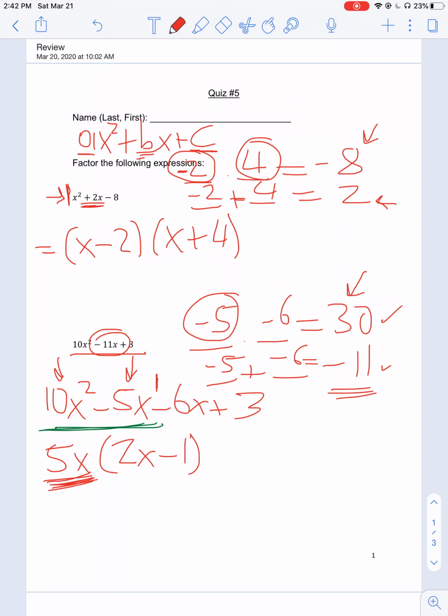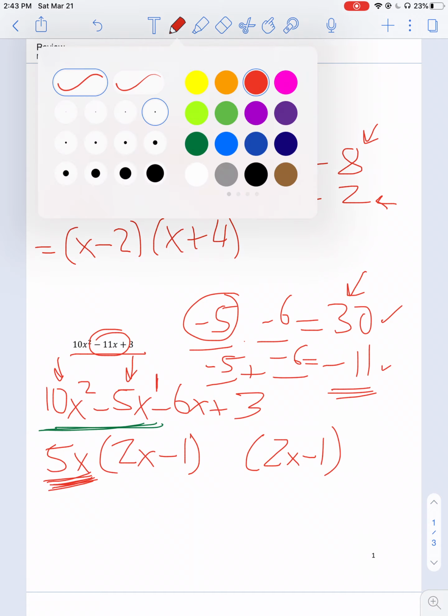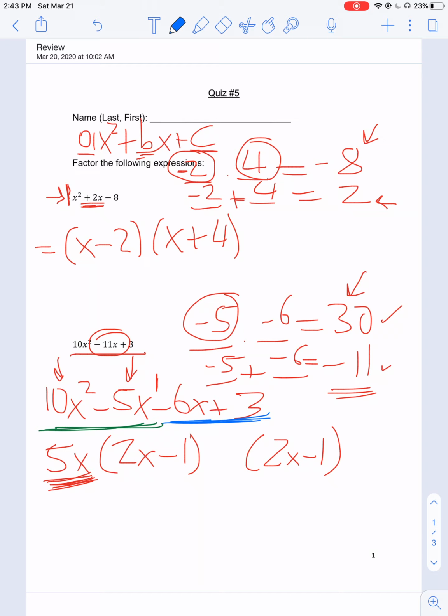Once you have this inside your bracket, for this to work, you should get the same thing over here, with these 2 terms, okay? So let's target these 2 terms. You should get the same thing. Otherwise, you've done something incorrectly, okay? So what do you need to multiply 2x by to get -6x? And the answer is -3. And now let's check. Does -3 times -1 give me +3? Yes, it does. So that means you have done this correctly, okay?